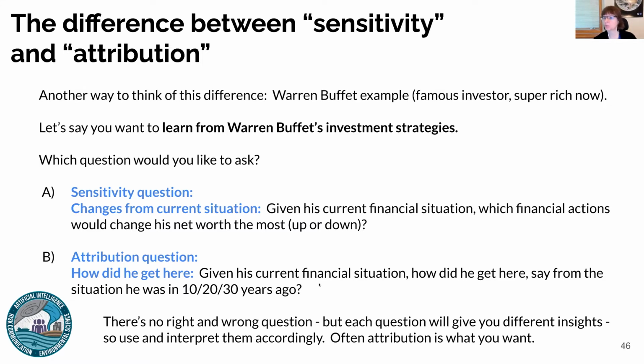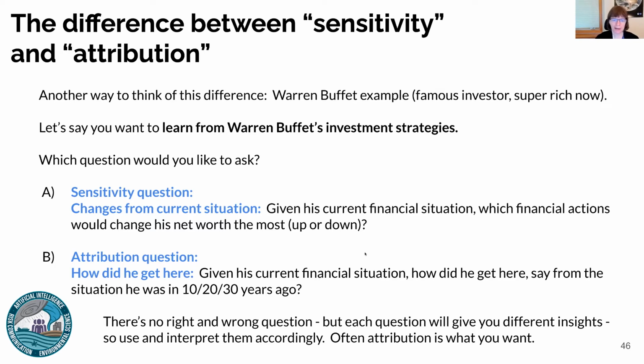So there's no right or wrong question, but each question will give you different insights. So you need to use and interpret them accordingly. And Antonios is going to show you methods for sensitivity maps and for attribution maps. And so you just need to really be aware of the difference. In most situations, and maybe that's personally the case, we usually find the attribution questions more helpful because they really tell you more about what it was that pushed us into the current situation, rather than what would change my current situation the most.